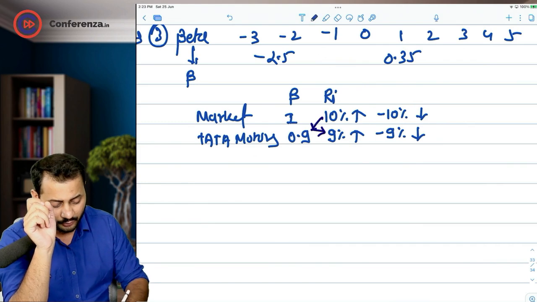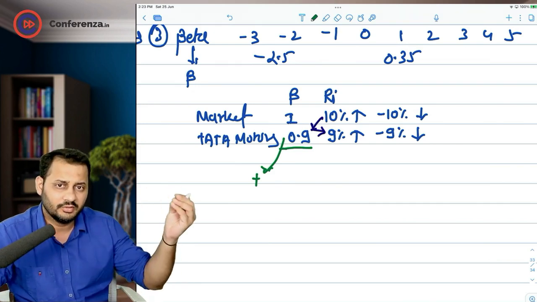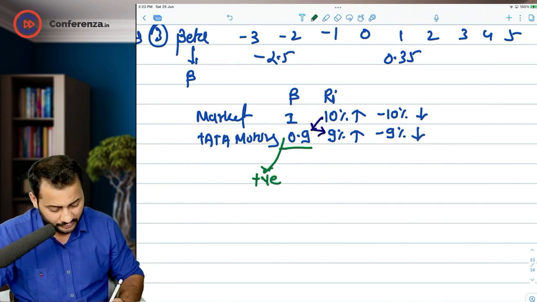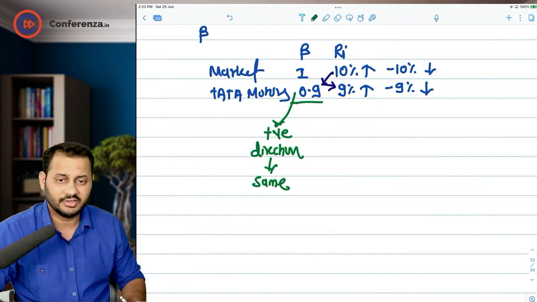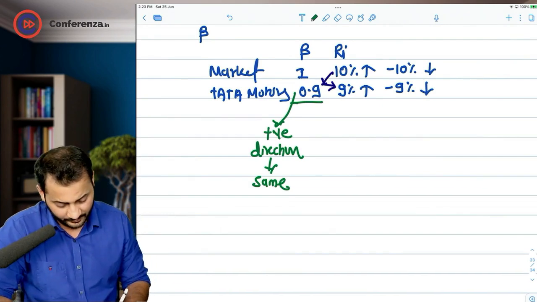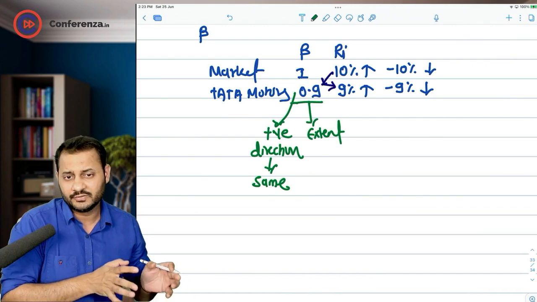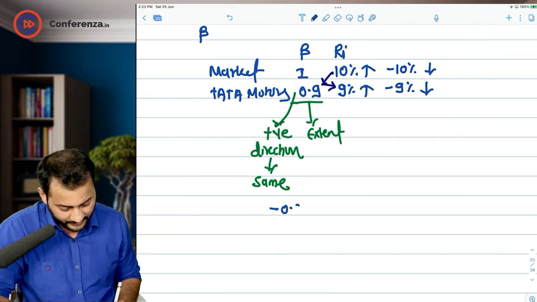So there are two components of this 0.9. One is the positive sign here. No sign in front of a figure is assumed as a positive sign. The positive sign indicates direction, in which direction the shares will give return, and it is the same direction if the positive sign is given. And this 0.9 explains the extent to which the returns will move, how much the returns will move as compared to the market.